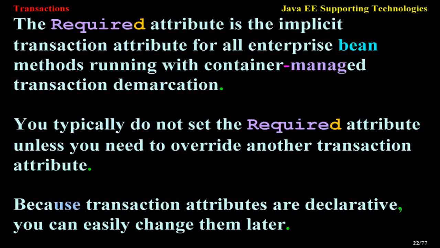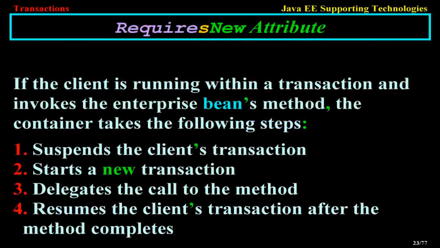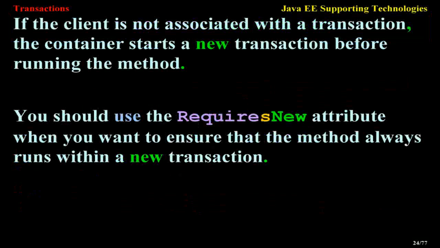RequiresNew attribute. If the client is running within a transaction and invokes the enterprise bean's method, the container takes the following steps: suspends the client's transaction, starts a new transaction, delegates the call to the method, resumes the client's transaction after the method completes. If the client is not associated with a transaction, the container starts a new transaction before running the method. You should use the RequiresNew attribute when you want to ensure that the method always runs within a new transaction.